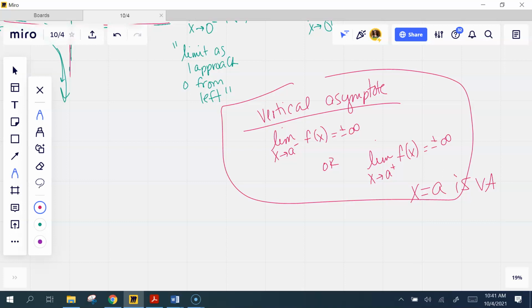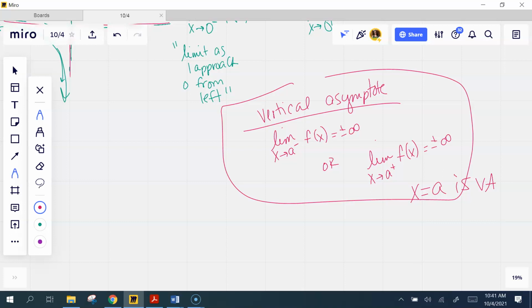Okay. Okay. Appreciate that. Everybody okay on vertical asymptotes as of right now? We'll go a little bit deeper in just a minute, but for right now.